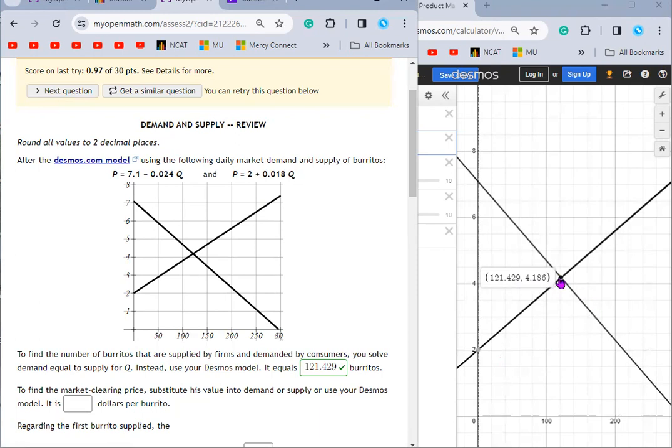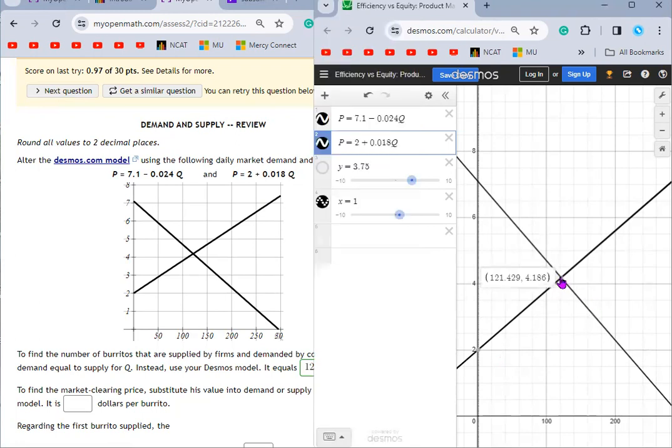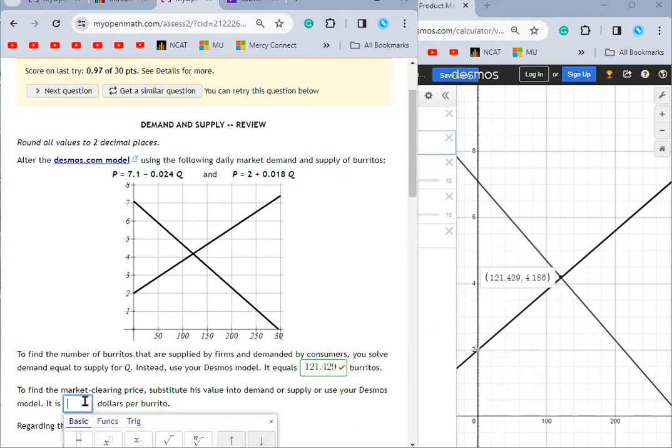Now, the market clearing price, the price at which quantity demanded equals quantity supplied, is 4.19. We're going to round it to 2 decimal places. Okay. Now, you got to be really careful in Desmos. Desmos gives you 3 decimal places. It doesn't give you 4.